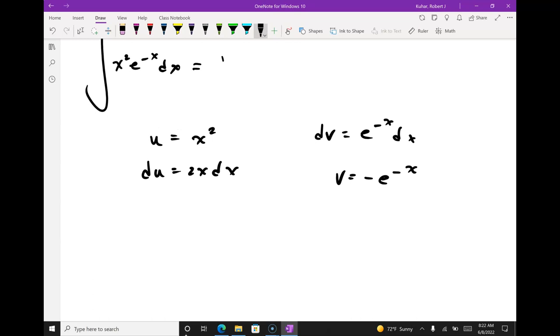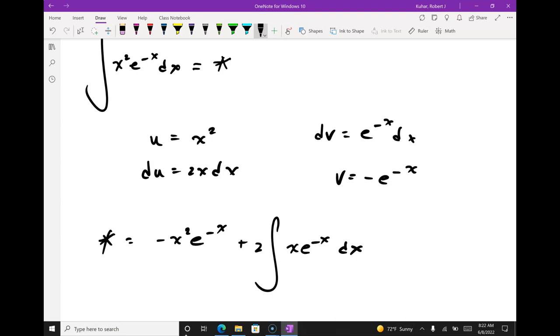I've got to do uv, so negative x squared e to the minus x, minus the integral of v du, right? So I've got a double negative there. I've got a 2, and I've got an x e to the minus x dx. So I did all that simplifying in my head. You don't have to do that. You can put it on the paper. We tend to not make as many mistakes if we're writing things down in baby steps.